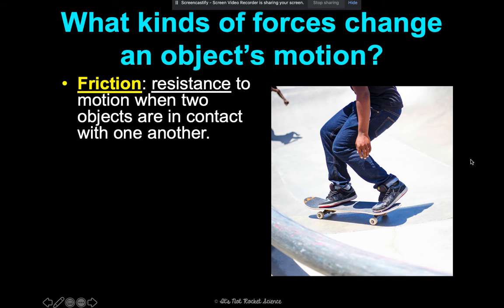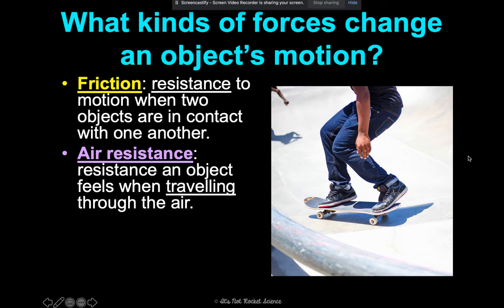All right, so what kinds of forces change an object's motion? Friction is the resistance to motion when two objects are in contact with one another. There's air resistance, which is resistance an object feels when traveling through the air.